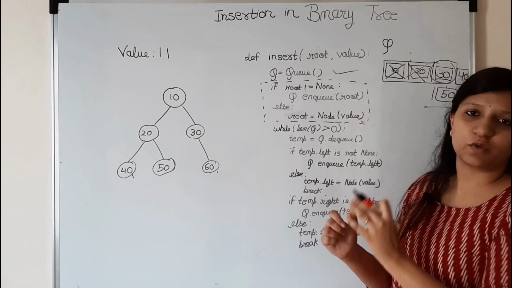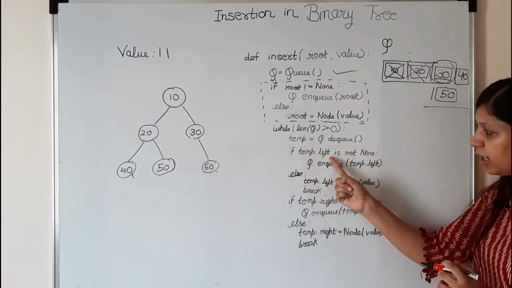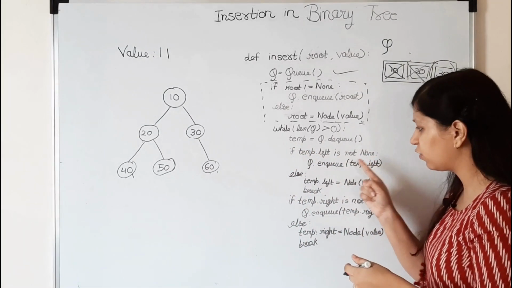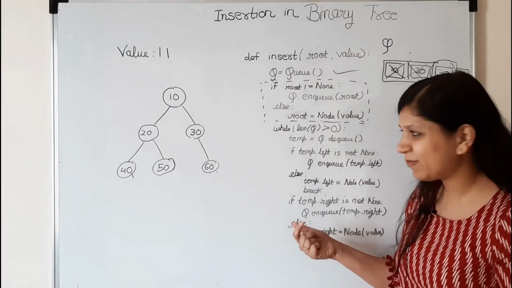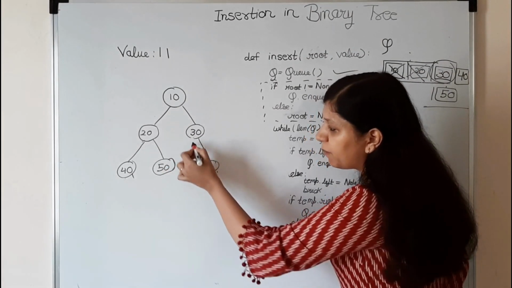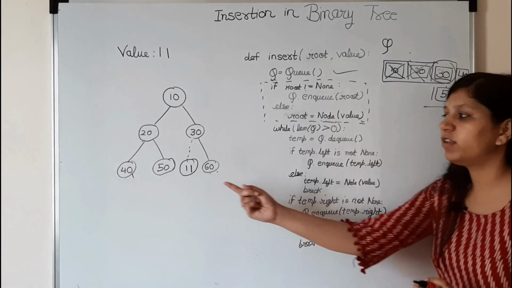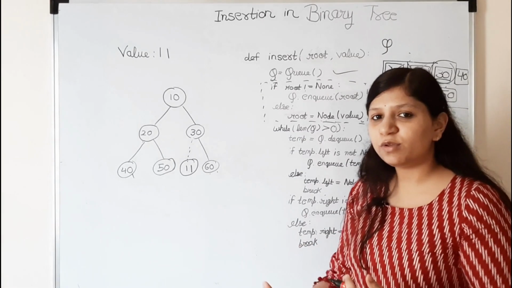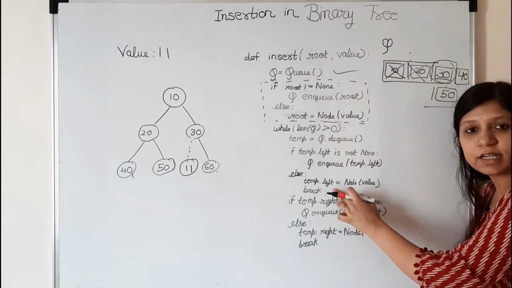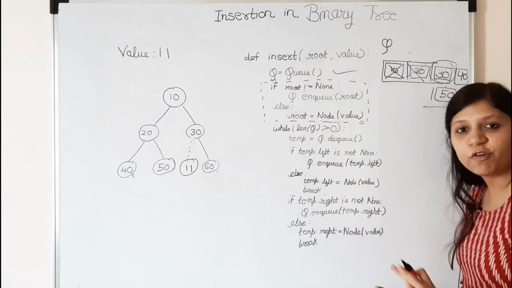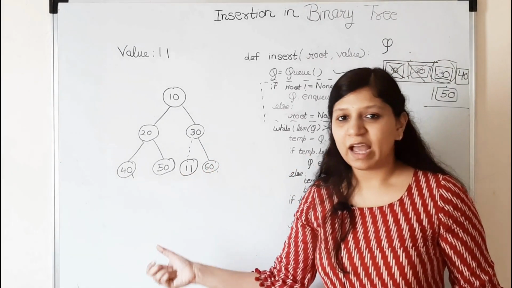Now see carefully what we are going to do. In case of 30, when we come here, if temp dot left is not none? No, it is none. So in the else condition, temp dot left, we are assigning a new node here, right? Because there was this empty place, left was empty, so we are inserting 11 here. And once you have inserted, is there any need to continue the traversal? No. So we'll simply break out from here. We'll write the break statement and we'll be out of this loop. Work is done.